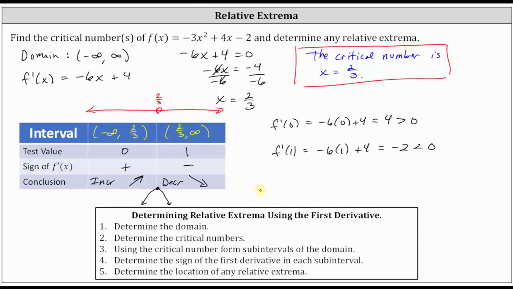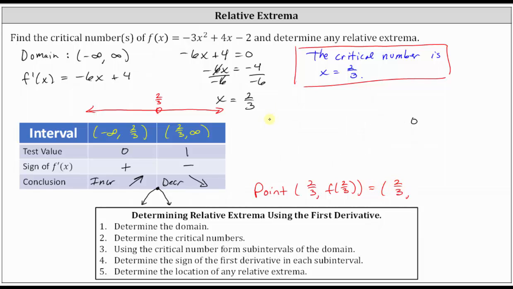So as a point, we know the x-coordinate is equal to 2/3. Let's go ahead and find the y-coordinate, which is f of 2/3, which will give us the relative maximum. So just be careful here, we're going to sub x equals 2/3 back into the original function. So f of 2/3 equals negative 3 times the square of 2/3 plus 4 times 2/3 minus 2.